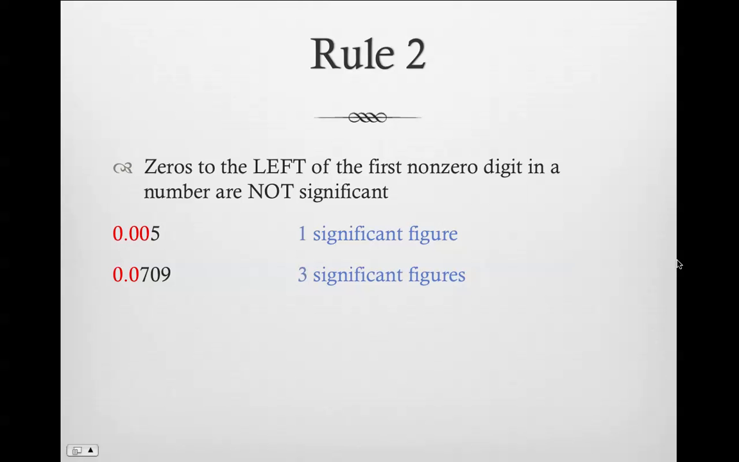0.005, because this is a number less than 1 and the first non-zero digit isn't until 5, and since there are no more numbers after the number 5, the number of significant figures for this value will only be 1 sig fig. However, looking at the second example, 0.0709, the zeros to the left of the 7 are not significant. However, the 0 in between the 7 and the 9, between two non-zero numbers, becomes significant. So this will have a total of 3 sig figs.